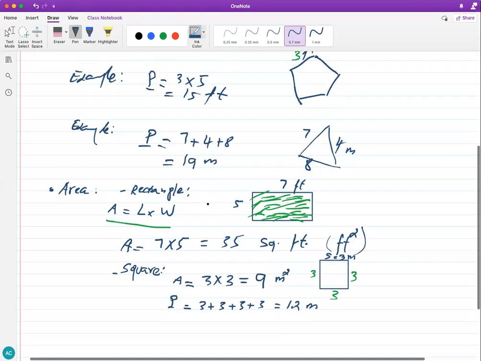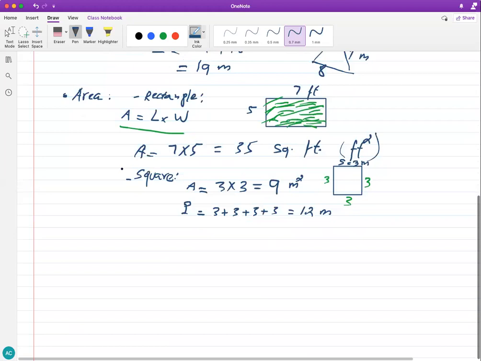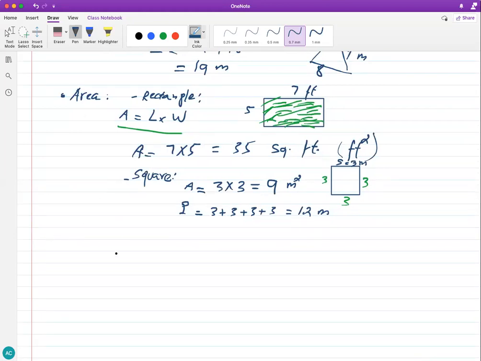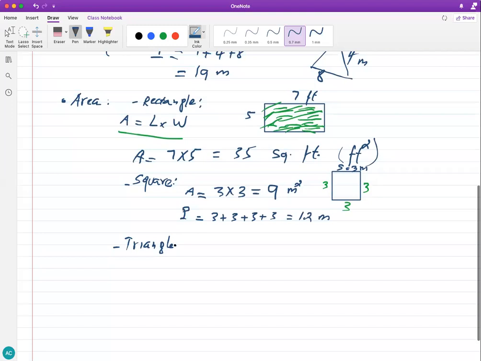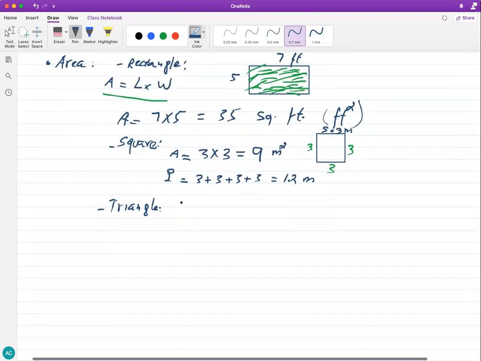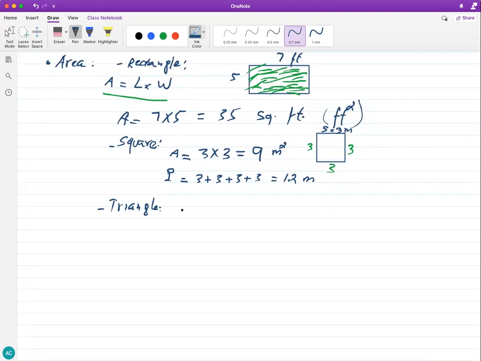Now let's do a triangle. Excuse me, teacher. Can you repeat, please, the example square? Okay, so the square, all the sides are equal. Everything's equal. So the area is always one side times one side, 3 times 3. Or if you have a rectangle, multiply the length by the width.